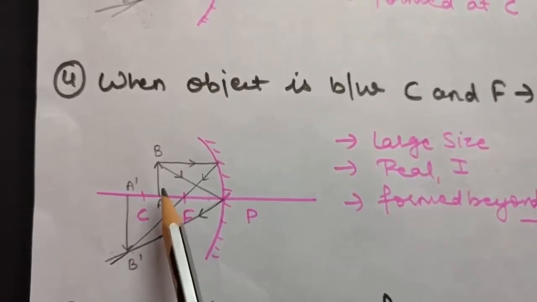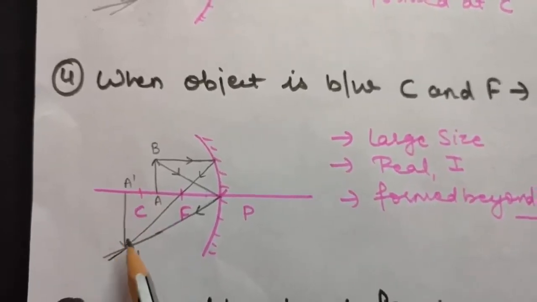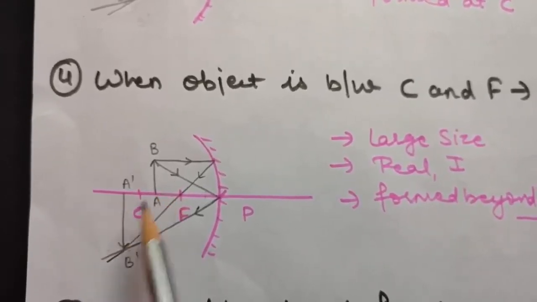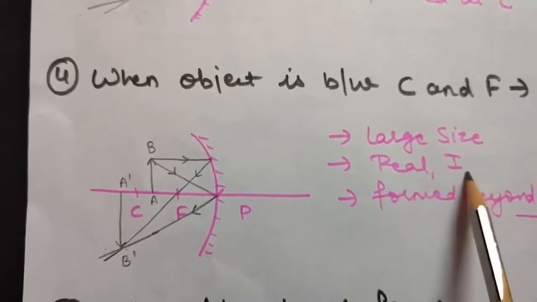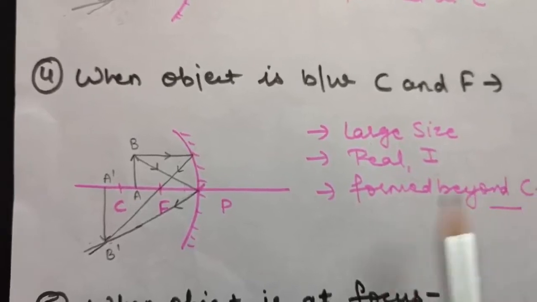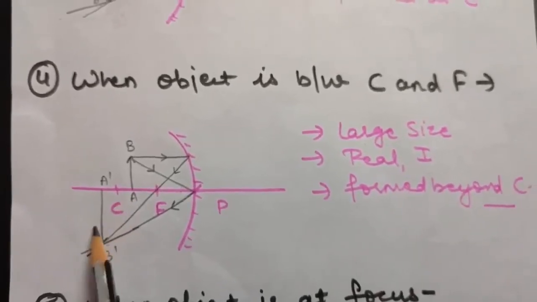Now as you can clearly see, A dash B dash is large in size as compared to AB. So the image is large in size. Again it is real and inverted, and it is formed beyond C. Obviously it is formed beyond C.